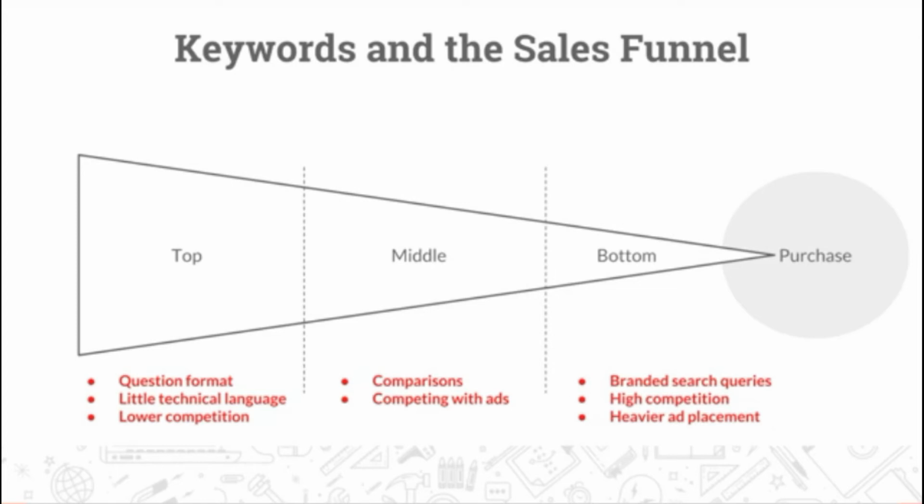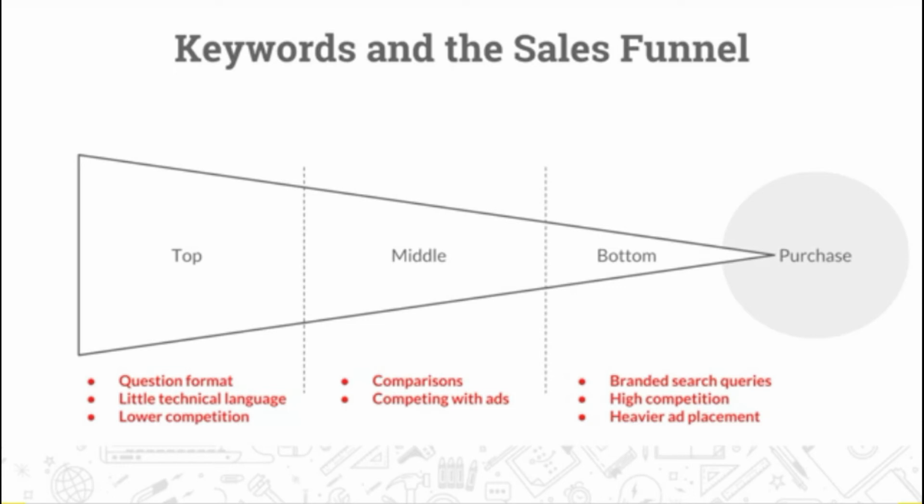In the middle of the funnel, the types of queries that occur become more like comparisons. So this option versus that option, or compare these two options. That's very middle of the funnel types of queries. And if you search for something like that, you're going to see a middle of the funnel kind of result.